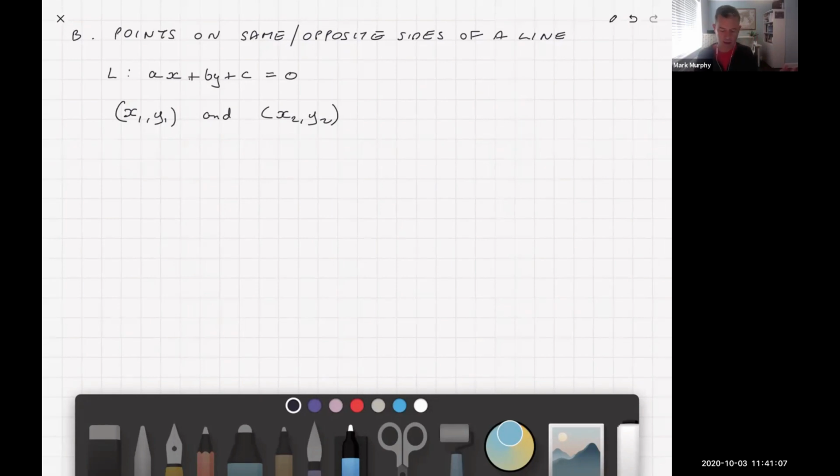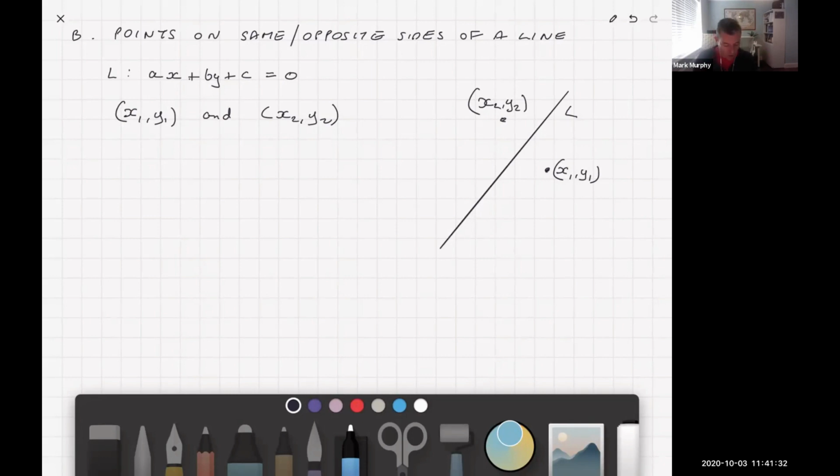You're asked, are those points on the same side of the line? In other words, you have a line here like this, right? So that'll be your line L, right? And let's say there's a point here, x1, y1, right? And this is your point over here, x2, y2, right? Now I've shown them on opposite sides of the line here, but they don't have to be. So what we're asked here is, are those points on the same side of the line or on the opposite side of the line?